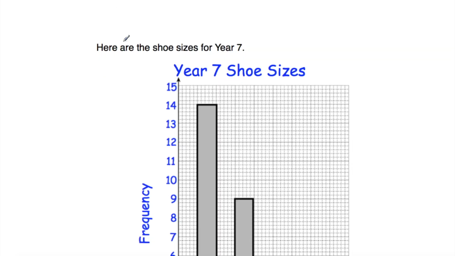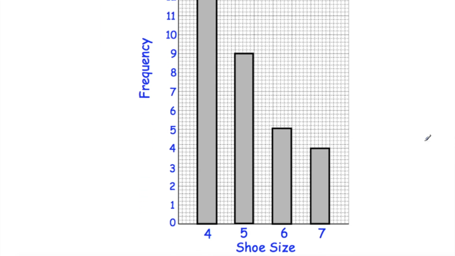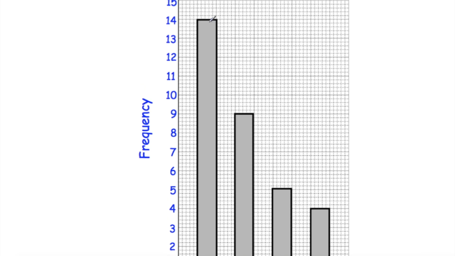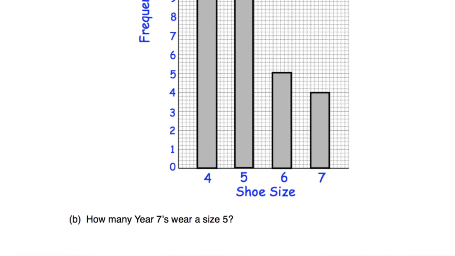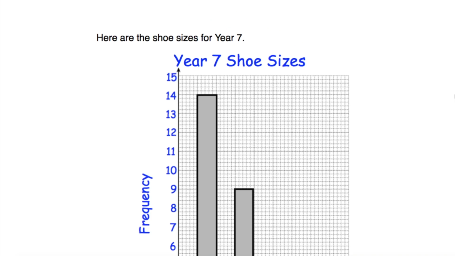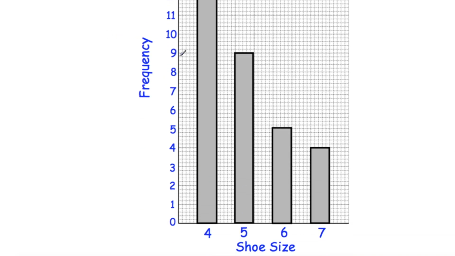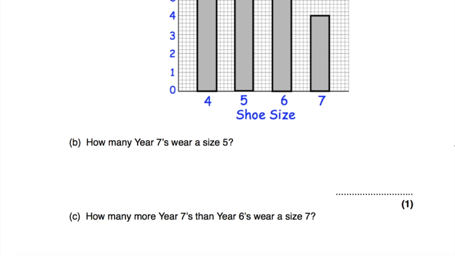So then the question says, here are the shoe sizes for year 7. So these are the shoe sizes for year 7. So we've got shoe sizes 4, 5, 6, and 7, and we've got their frequencies 14, 9, 5, and 4. And then the question says, how many year 7s wear size 5? So this bar chart's for year 7s. As you can see, year 7s, how many wear size 5? 9. 9 students wear size 5, so 9.